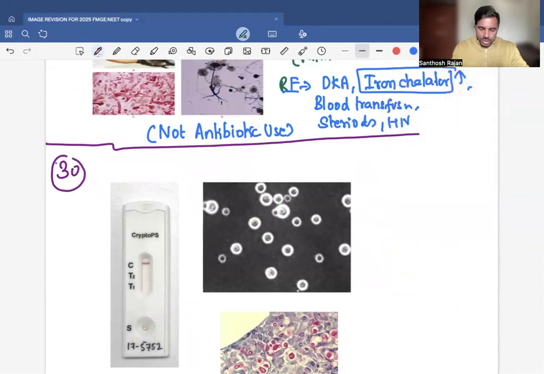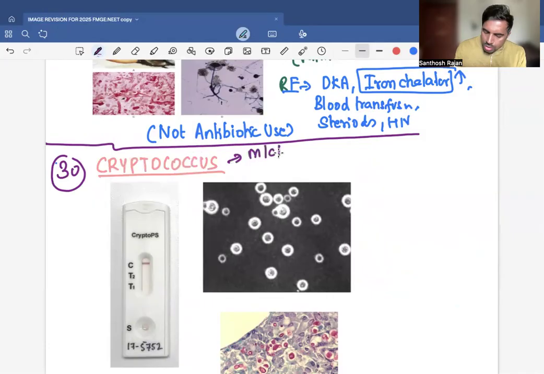Fine. Okay. This one you see already the word is written crypto. So basically for Cryptococcus neoformans, there are two things to say. This is the first thing: it's the most common cause of meningitis in HIV patients. Meningitis in HIV patients.